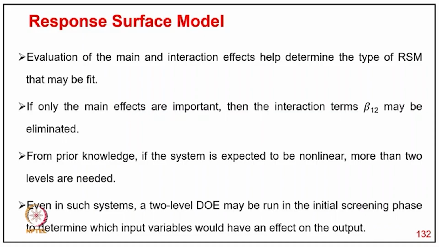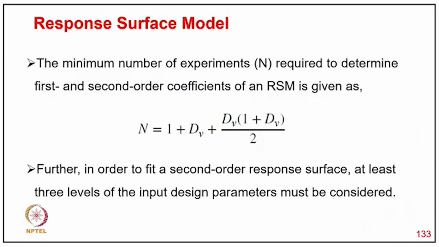and from previous knowledge, if the system is expected to be nonlinear, more than 2 levels are needed, and even in such a system a 2 level DOE may be run in the initial scanning phase to determine which variables would have an effect on the output. So the minimum number of experiments n required to determine first and second order coefficients of RSM is given here, n = 1 + dv + dv(1 + dv)/2.